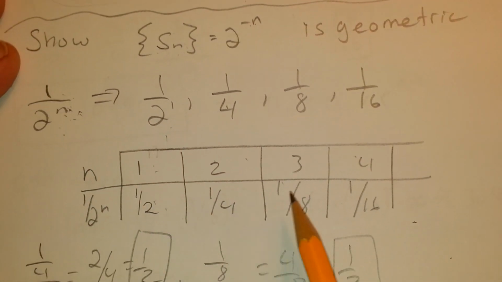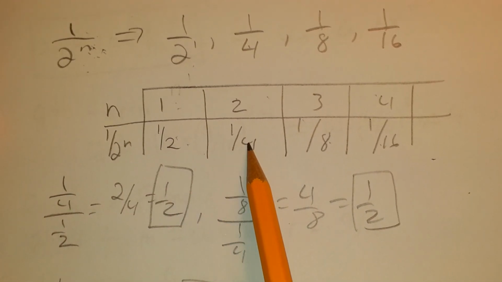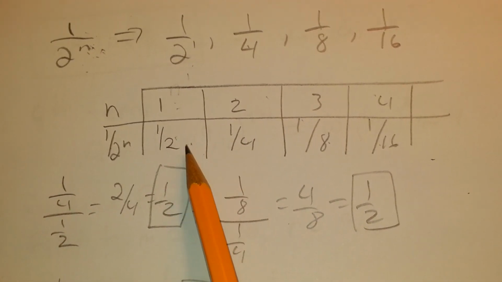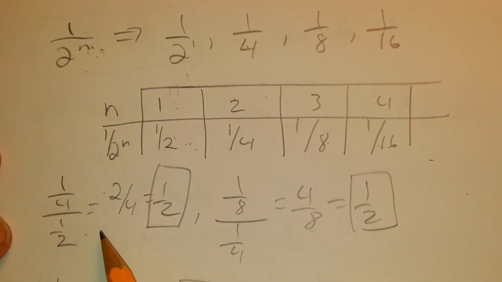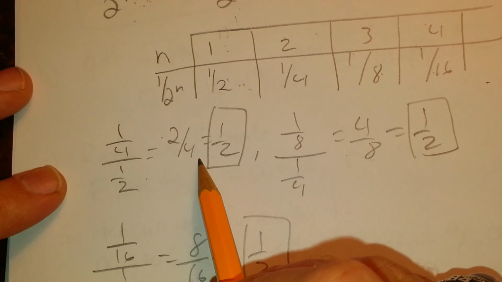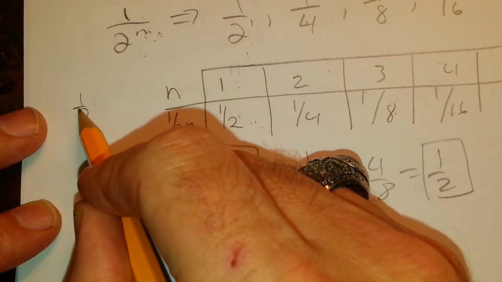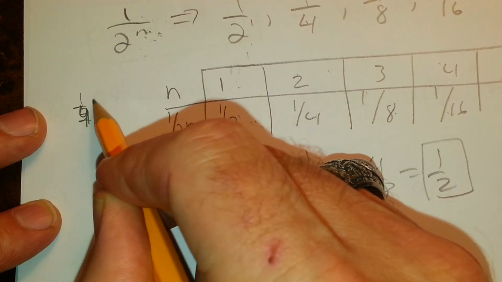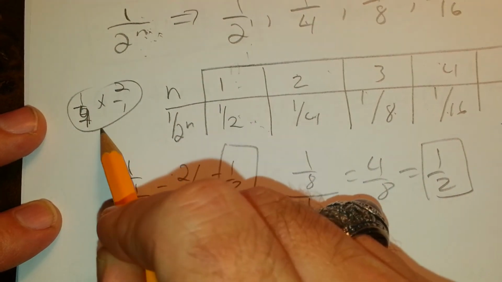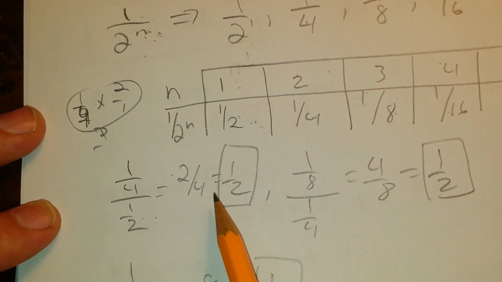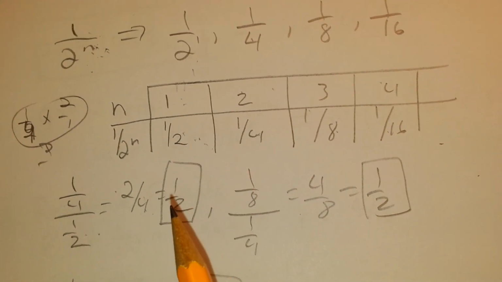So 1/2, 1/4, 1/8, 1/16. Is this geometric? I take the nth term divided by the n minus 1 term, the second divided by the first: 1/4 divided by 1/2. Remember how you take 1/2, and divide by 1/4, I'm going to multiply by that reciprocal, 2 over 1, and that ends up being 2/4 or 1/2. So when you divide by fractions, multiply by the reciprocal.